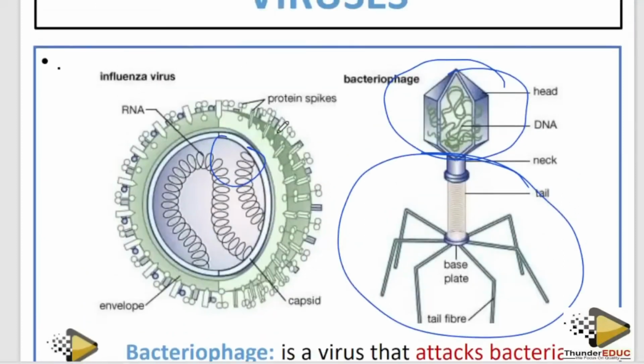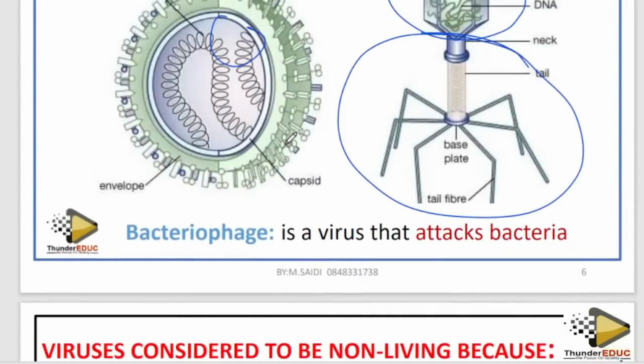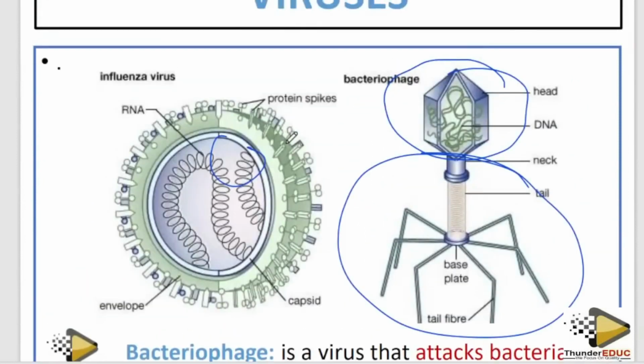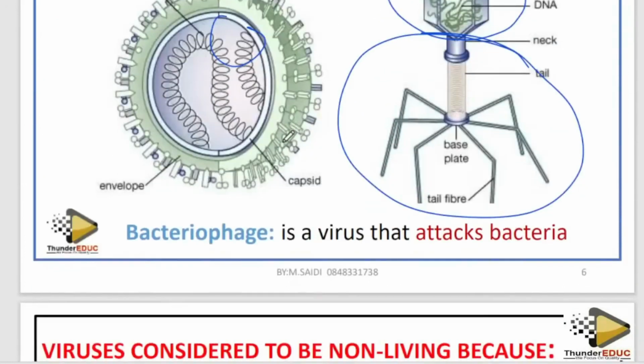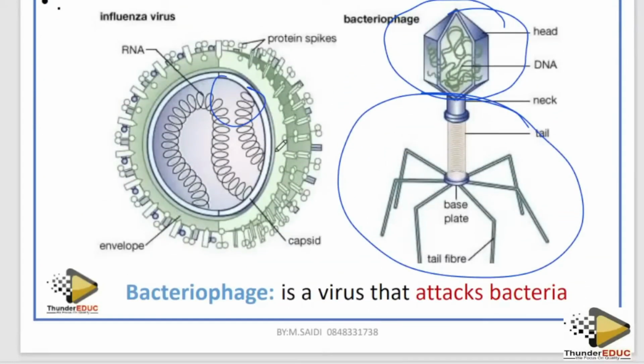So what is important here? Number 1, what is a bacteriophage? Number 2, the structure of a virus. Number 3, the properties of a virus. That is the most important thing. Meaning that if you know the characteristics of a virus, you have to know the living and non-living.